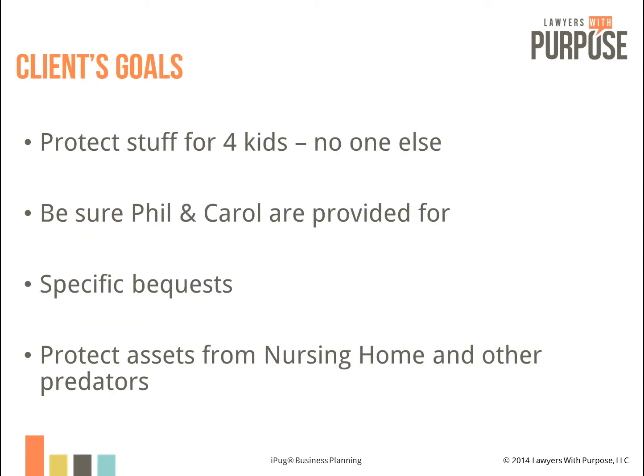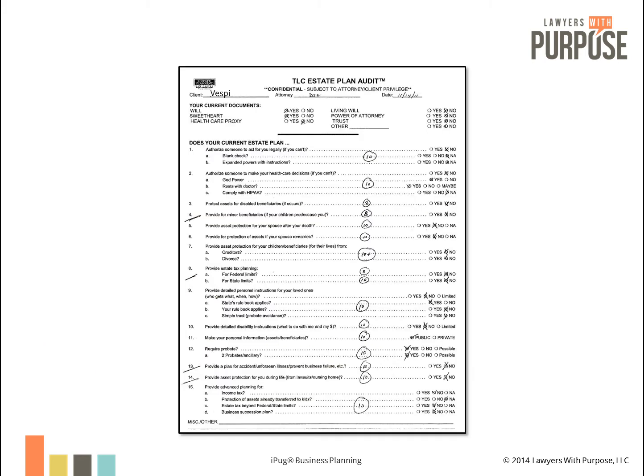The client's goals were to protect the assets of the 4 kids, and they didn't want anyone else to have any access to it. Not the kids' spouses, not creditors, not nursing homes, or anyone else. Phil and Carol wanted to make sure that they were both provided for, and they had a few specific bequests that they wanted to make sure were also included. And most importantly, they wanted to protect the assets from Phil and Carol's future long-term care needs.